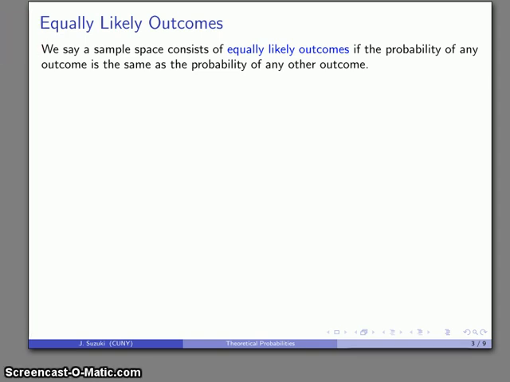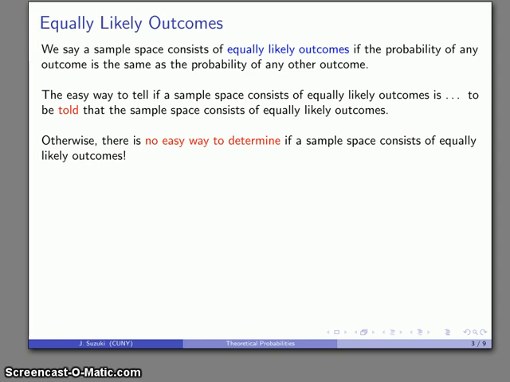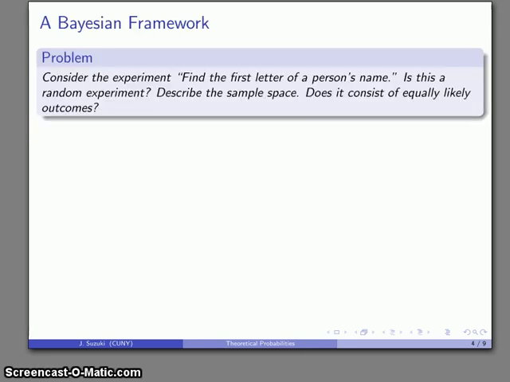And this leads us to the all-important question. Given a sample space, how can I tell if it consists of equally likely outcomes? Well, there's an easy way of determining this if you're told that the sample space consists of equally likely outcomes. Well, what if you're not told? You're asking for a lot there, but unfortunately the problem is that there's no easy way to determine if a sample space consists of equally likely outcomes, unless somebody tells you that it does, and most importantly, you are willing to believe them when they tell you that. We must rely on our experience with the real universe. And what that means, ultimately, is we want to look at this from a Bayesian viewpoint.